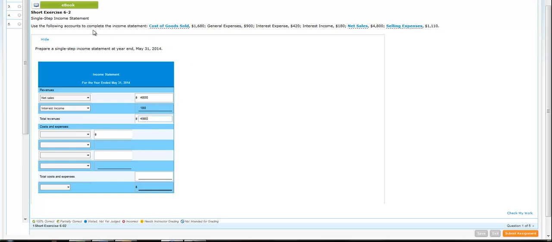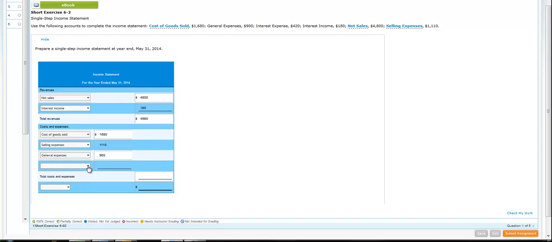Then we have our costs and expenses. So our costs and expenses are going to consist of cost of goods sold, which is an expense account, general expenses, and selling expenses. So we'll first look at cost of goods sold, and cost of goods sold has $1,680. And then after cost of goods sold, we will choose our selling expenses, and our selling expenses have a balance of $1,110. And then our next expense will be our general expenses, which are $900.